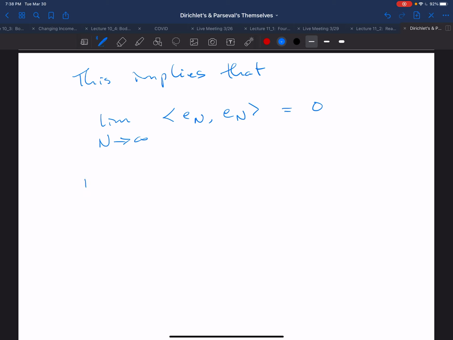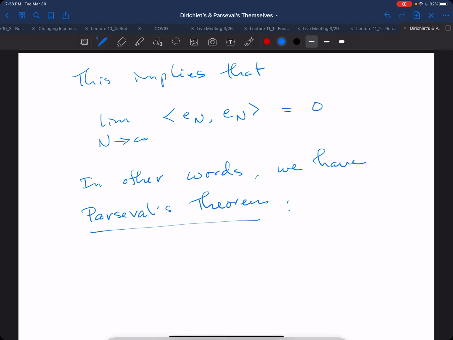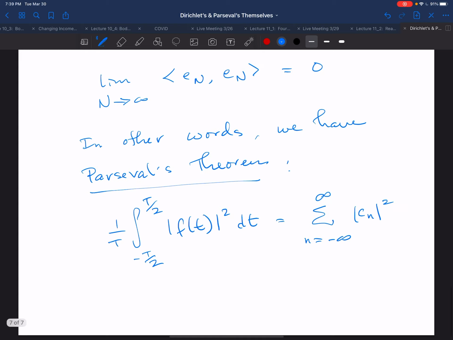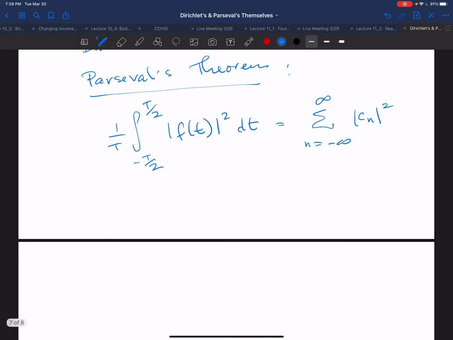I should say another way to say this. We have what's called Parseval's theorem, which says that the average power in our piecewise smooth function f of t is simply the sum from n equals minus infinity to infinity of the modulus squared of the Fourier series coefficient c sub n. This, of course, is for piecewise smooth functions.